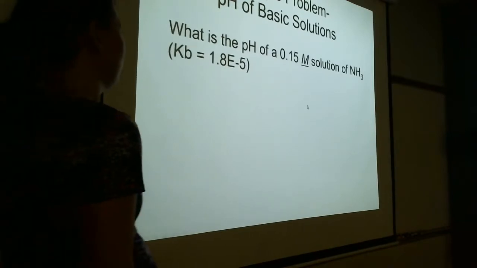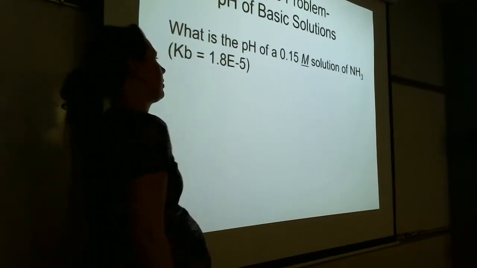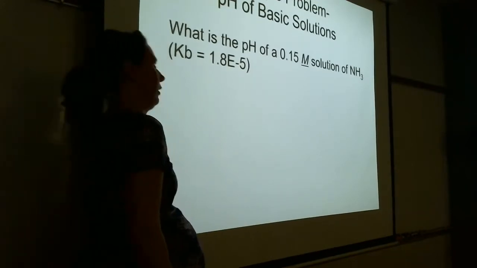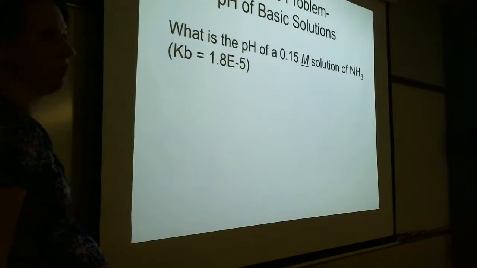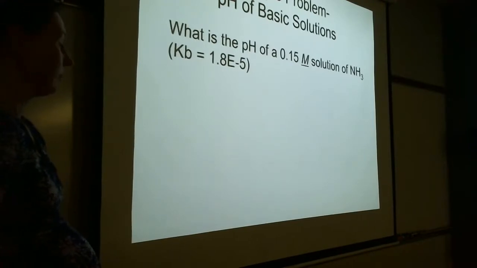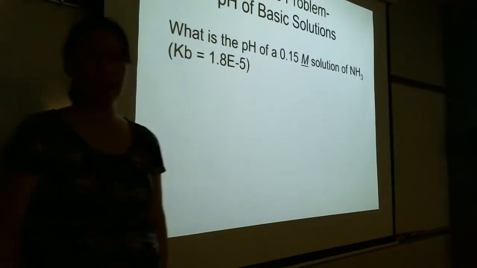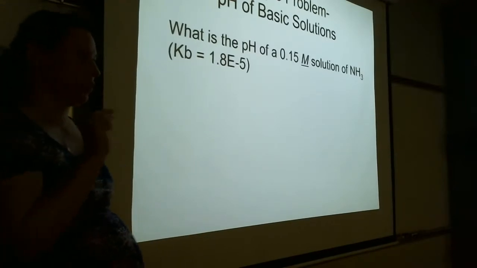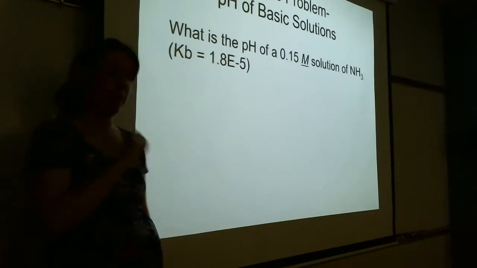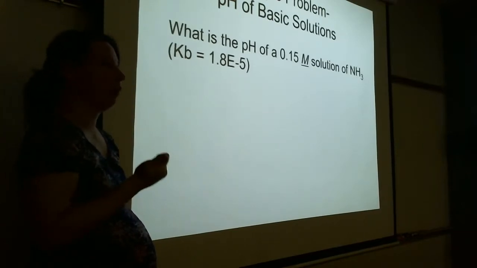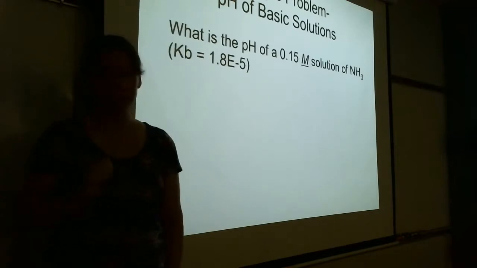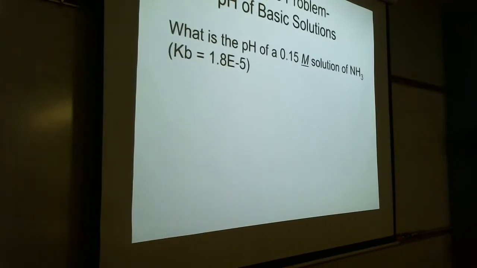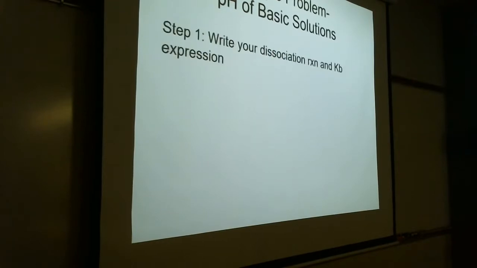What is the pH of a 0.15 molar ammonia solution? Its Kb is 1.8 times 10 to the negative 5th. So we're going to do an ice table, just like we did with weak acids. And there's only one little twist that's different. It's just one tiny modification that makes the base different from the acid in terms of what we're going to do to get pH. So first thing we have to do is what? We have to write the dissociation, right?